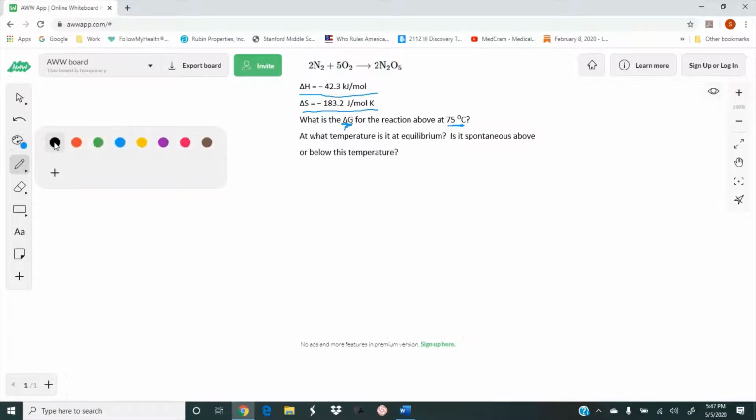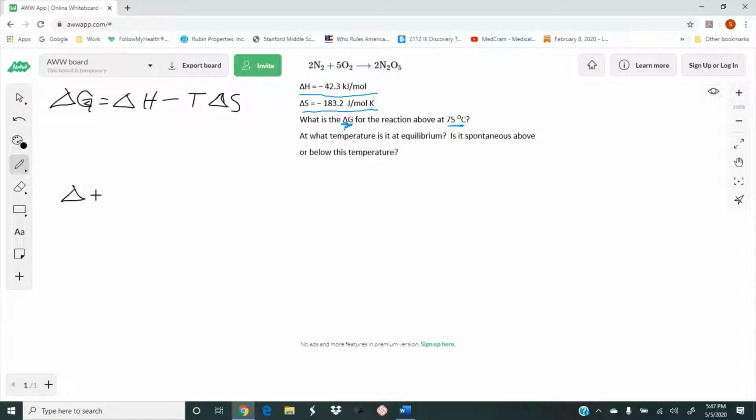Let me go ahead and go back to the black pen. We're going to use the equation delta G is equal to delta H minus T times delta S. Remember, we want to see what delta G is. If it's negative, it's spontaneous. If it's positive, it's not spontaneous. So our delta G is going to equal delta H.